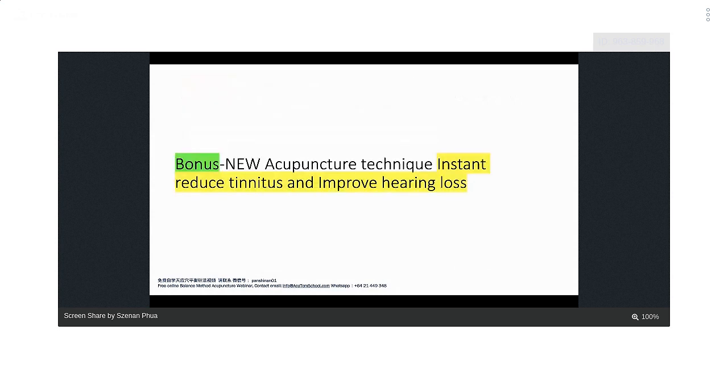And also I'll show you the new acupuncture technique that I discovered myself to instantly reduce tinnitus and improve hearing loss. When I'm talking about tinnitus, I actually combine the distal point and local point. I'll show you how to choose the distal point and how to measure whether they get relief or not. You can measure before acupuncture and after acupuncture on the same day in the same session.